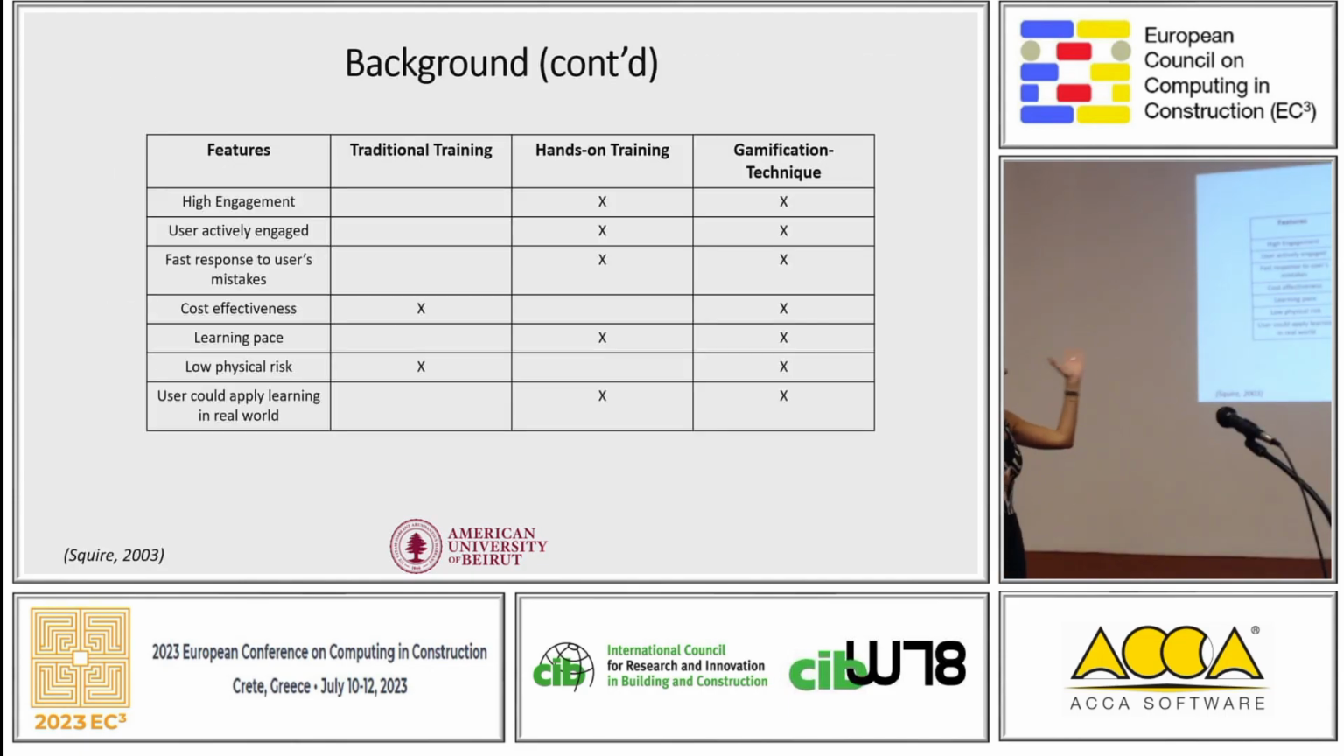Now, there are 3 different approaches for training: the traditional, the hands-on training, like one-on-one with inspectors, and then the gamification technique. As you can see from this tabular representation, the gamification part, and by the way, gaming is one part of gamification, because there are so many approaches under gamification. Gaming is one of them. And as you can see here, it hits on so many features, from high engagement of the user, cost effectiveness, and learning pace. So it has a lot of advantages. So that's how we decided to come up with a gaming tool.